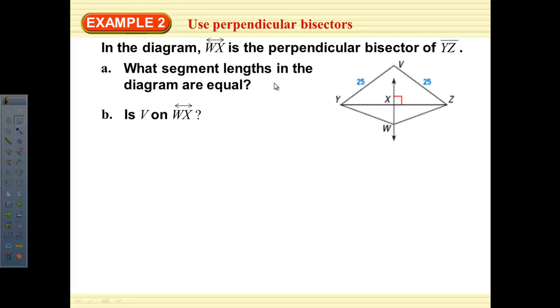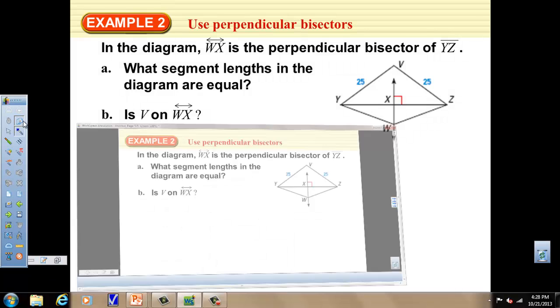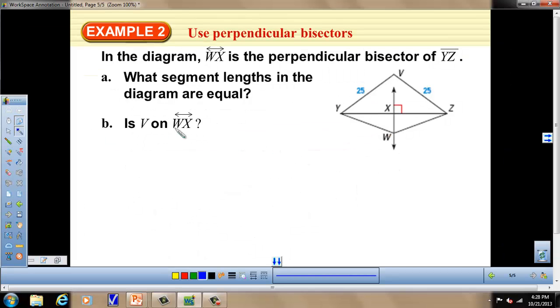Now for this next one, we have two questions. We want to know what segment lengths are equal, and we want to know if V is on the line WX. Remember, the line WX goes on forever, so we want to know if it goes through V. So first of all, things that are congruent. We know because this is a perpendicular bisector, those two lengths are equal. So XY is congruent to XZ.